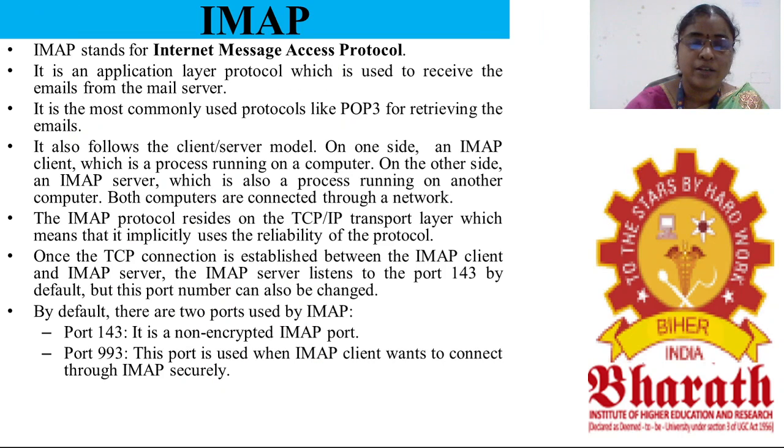Then the next protocol is IMAP. IMAP stands for Internet Message Access Protocol. It is an application layer protocol. In the OSI model we have 7 layers, and in the TCP model we have 4 layers. In each and every model the final layer is the application layer. This layer is used to communicate between different web applications. So IMAP is an application layer protocol which is used to receive emails from the mail server.